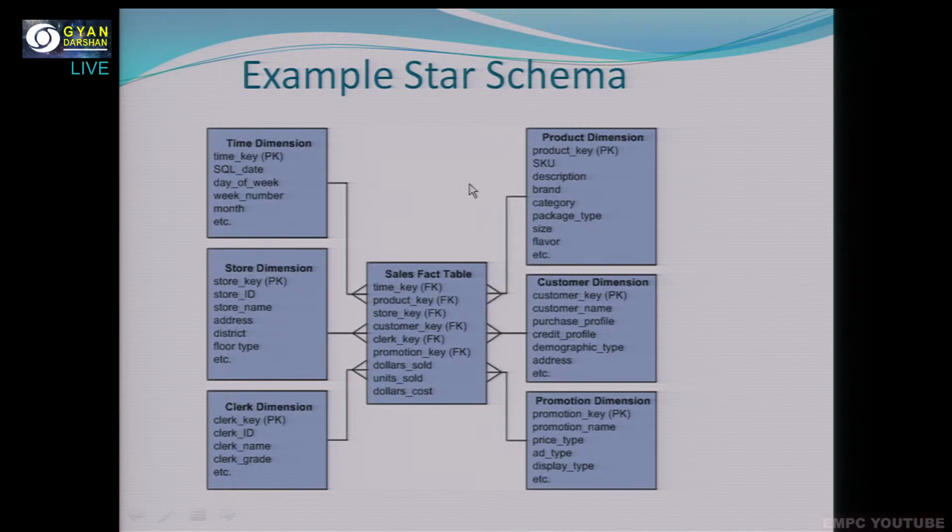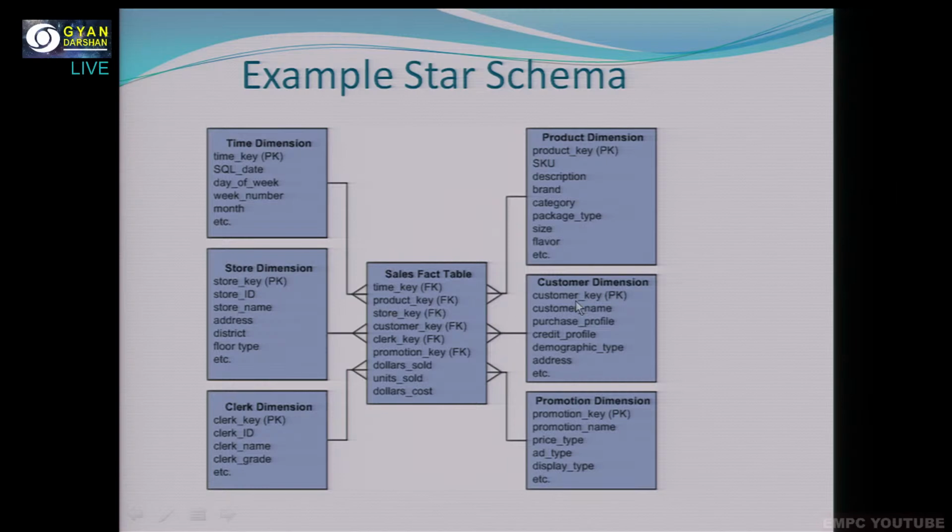So here you can see the product dimension. Please observe there is a primary key for each and every dimension table. Here in the product dimension, you have the product key as the primary key, which will become the foreign key in the fact table. So whenever there is a relationship between the fact table and the corresponding dimension table, you have to have the primary key of the dimension table as the foreign key in the fact table. You can see here, you have the product key as the second item in the fact table.